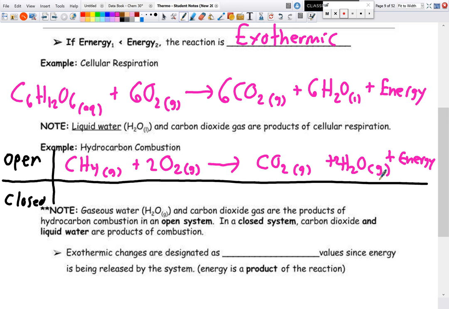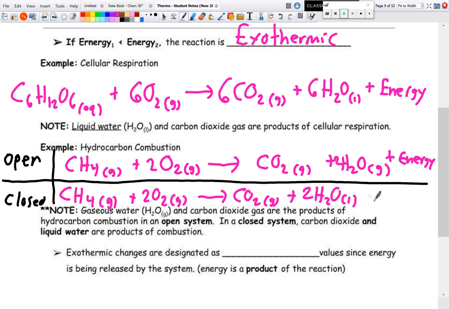Now, if it's a closed system, now if we do the exact same reaction, but we do it in a closed system, now we're going to get water coming out as a liquid.